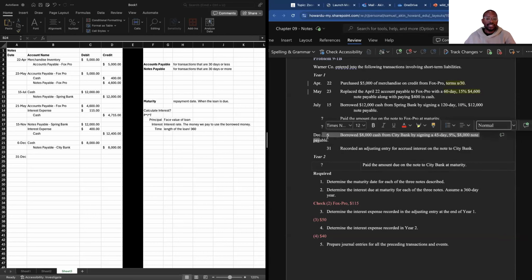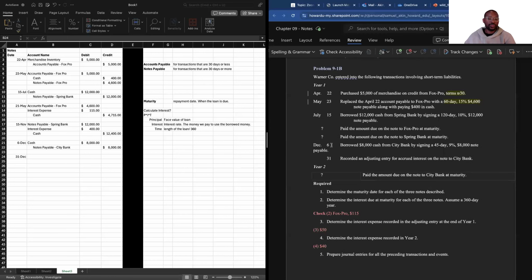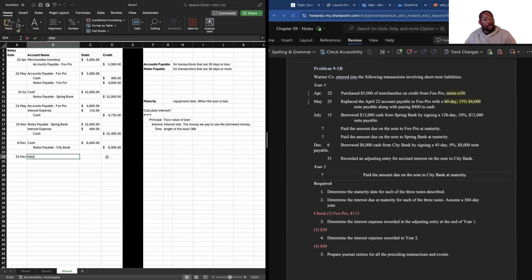So if we started December 6th, we need to calculate the interest from December 6th to December 31st, right? Because we need to capture the interest for that year. So we're going to debit interest expense and we're going to credit interest payable. We're not going to pay off the interest right now because we pay interest at maturity, right? That's the repayment date. We don't pay it in between the loan life. We pay it at the end of the loan's life. Got it? But we need to account for the interest within the year of the loan because this loan is impacting multiple years.